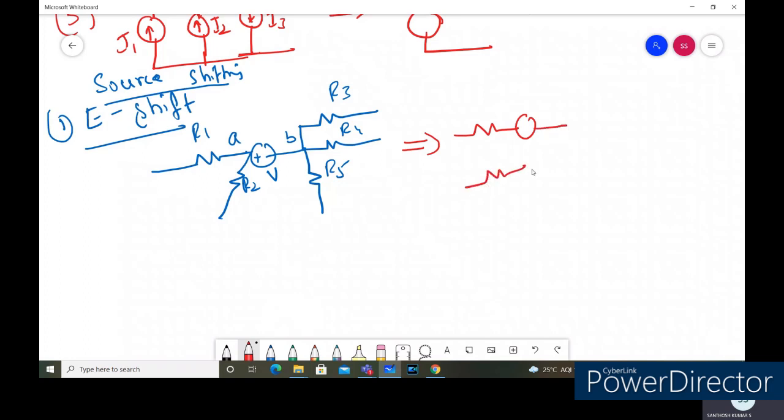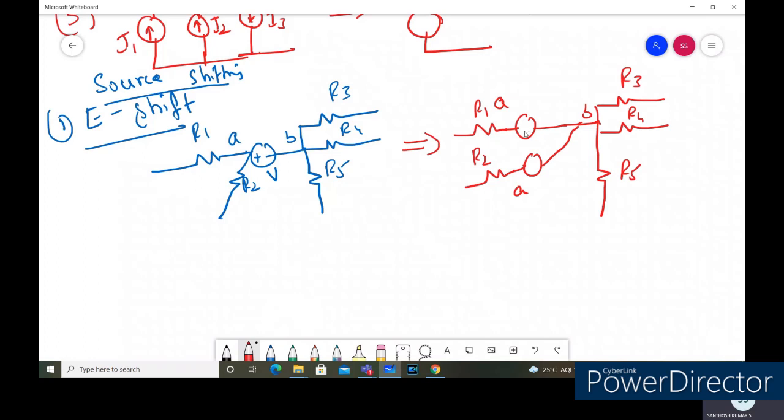So here I'm going to shift towards the node A. At this time, this will become the node A and this will become the node A. And this is the resistance R1, R2. Here this will become the node B at that time. Here we have the resistances R3, R4 and R5 connected like this.